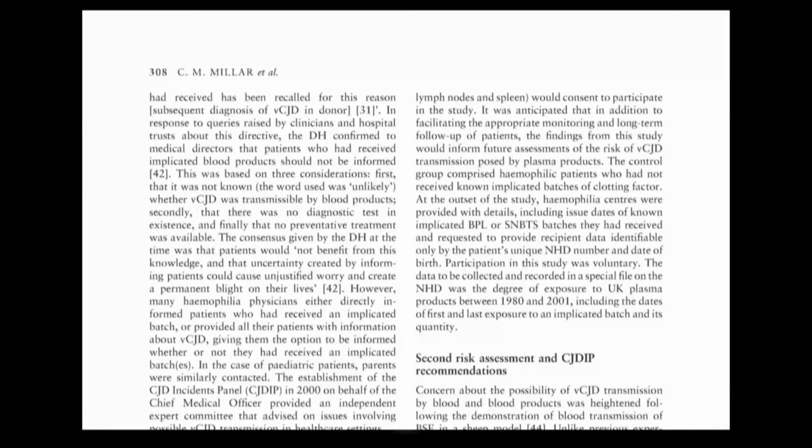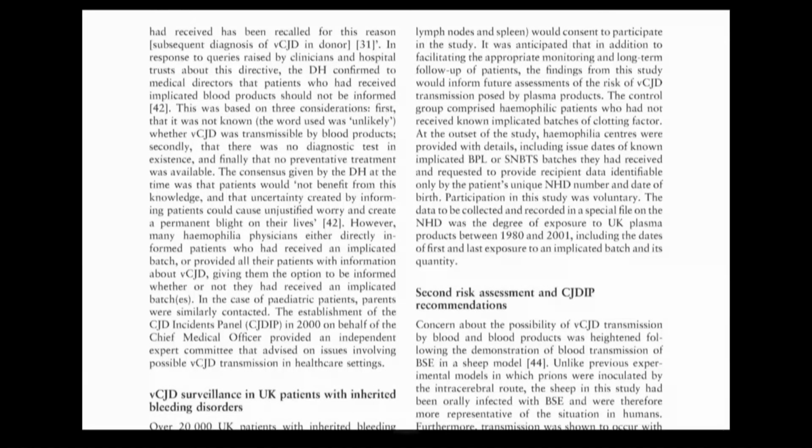And then it says this: however, many haemophilia physicians either directly informed patients who'd received an implicated batch or provided all their patients with information about VCJD, giving them the option to be informed whether or not they'd received an implicated batch. And then the article goes on to discuss the establishment in 2000 of the CJD Incidents Panel, which then provided advice for the subsequent notifications. Now, am I right in understanding, Dr. Giangrande, that you were one of the clinicians who decided that you would notify patients in 1997?